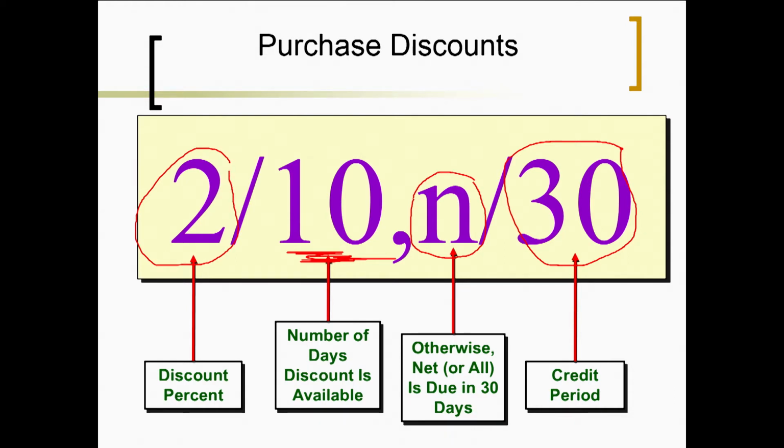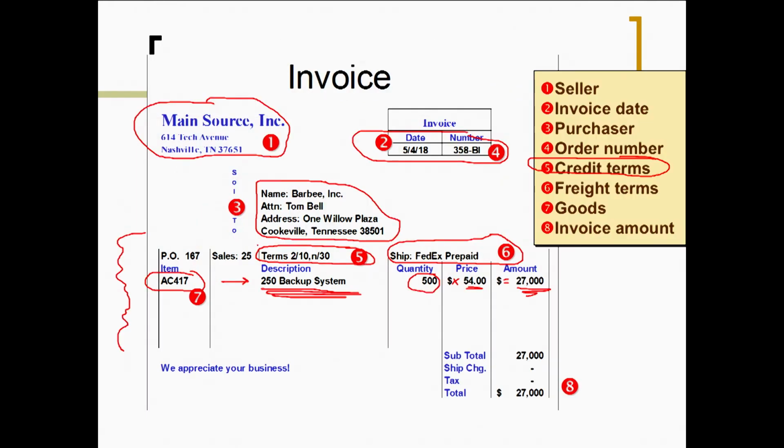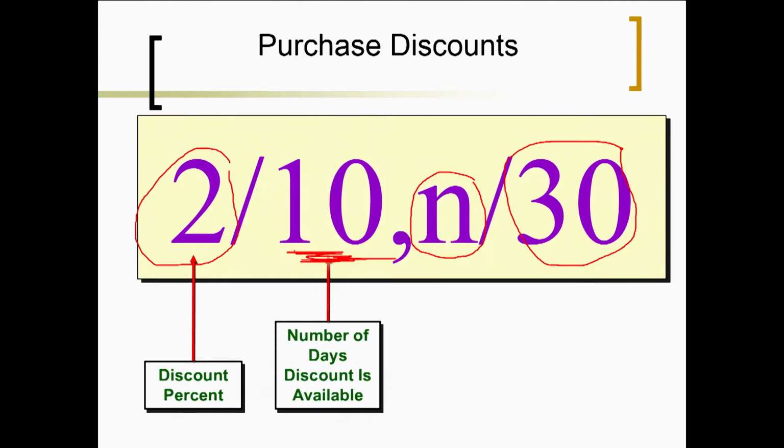Are you with me? Let's go back and look at it on the invoice. There's the shipping terms right there. Now this says we owe $27,000. We have to make sure, if nothing else, we pay by day 30. However, if we pay within 10 days or earlier of the invoice date, we can knock off 2% of what we owe. You with me?